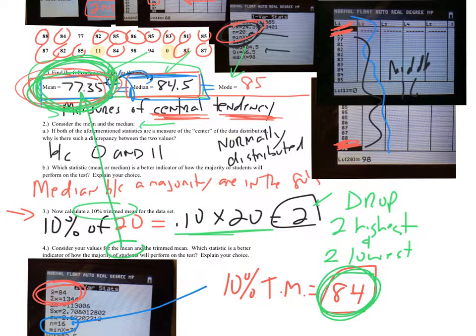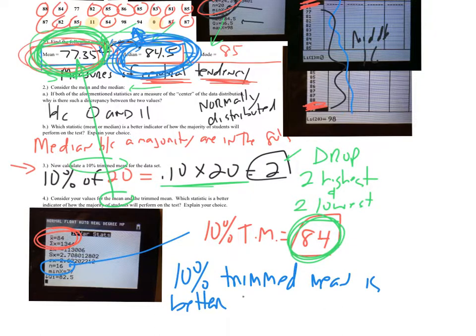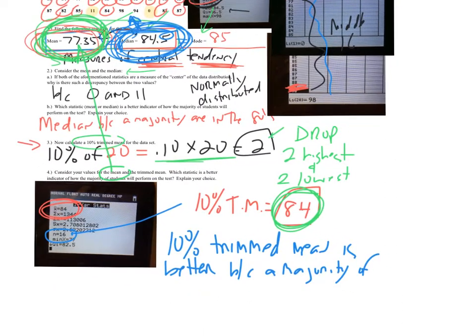Which statistic is the better indicator of how a majority of the students will perform on the test? And explain. Well, just like before when we said the median was better than the mean because most of the grades were in the 80s and the median was in the 80s, here too we're going to say the 10% trimmed mean is better because of the same reason, because a majority of the students scored in the 80s.